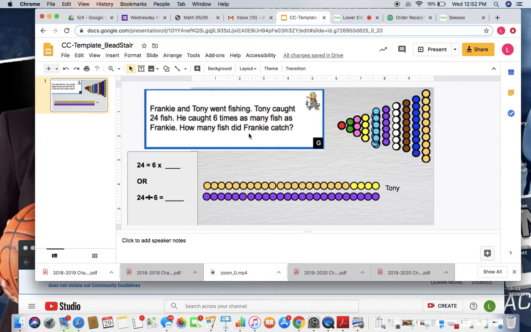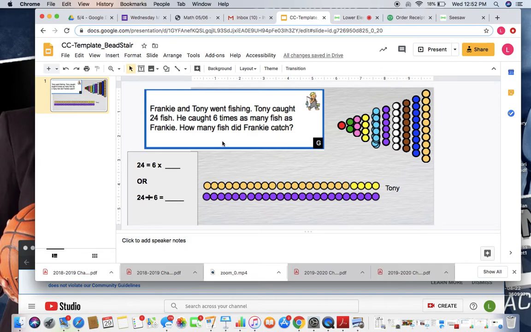So we as a reader and a thinker have to determine, is that number bigger or smaller than Tony's? So if Tony caught 6 times as many as Frankie, that tells me that Frankie caught fewer fish. So I'm taking a larger number and trying to make it smaller.